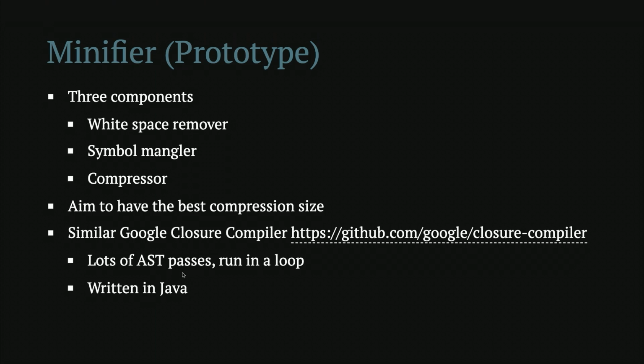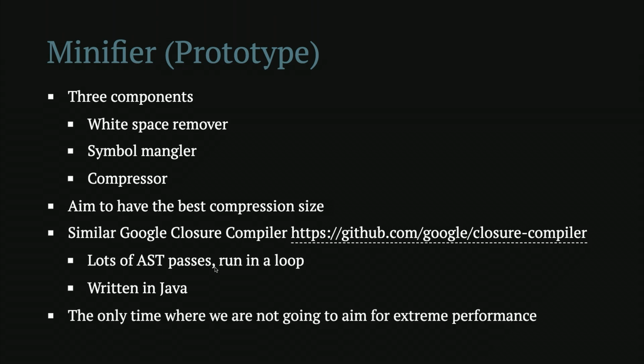Yeah, and it's slow because you run hundreds of AST loops, and it's not possible for us to use it. The only next best thing is Terser, which is in JavaScript. So we try to improve it by using Rust, mimicking Google Closure's compiler.